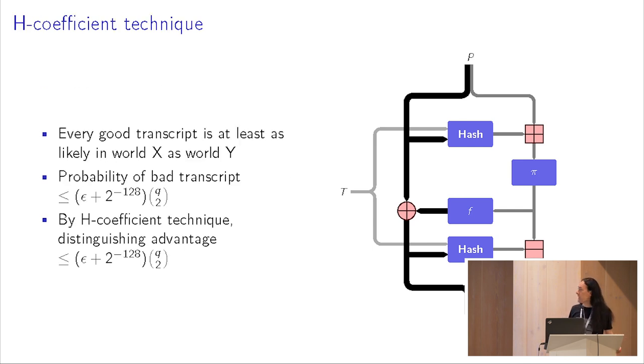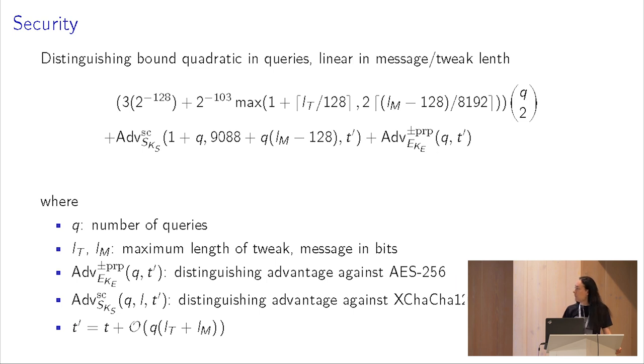So now we can apply the H-coefficient technique. Every good transcript is at least as likely in world X as in world Y. We've bounded the probability of a bad transcript, and that bounds the distinguishing advantage, which is at most epsilon plus 2^-128 times Q choose 2. So epsilon depends on some bound on the length of the message and the tweak the attacker sends. We're using polynomial hashing, so the longer the message gets, the longer the tweak gets, the larger epsilon gets. But we plug that into our formula, and we add terms for the PRP and PRF bounds, for ChaCha and AES. And we get this rather large expression, but the key thing is that it is linear in the message and tweak length, and it's quadratic in the number of queries, and it's small.